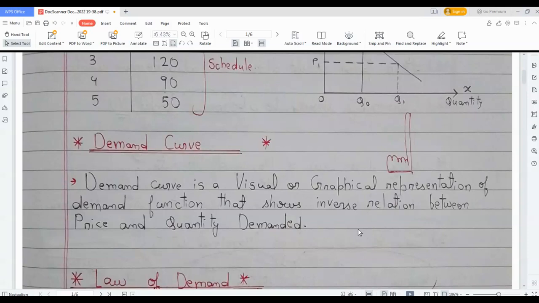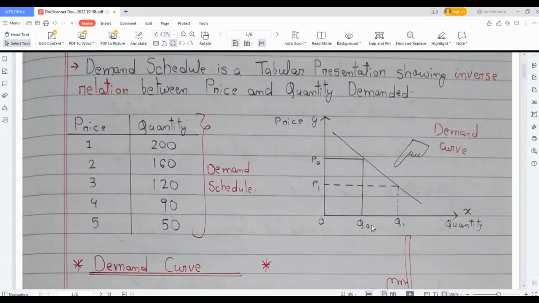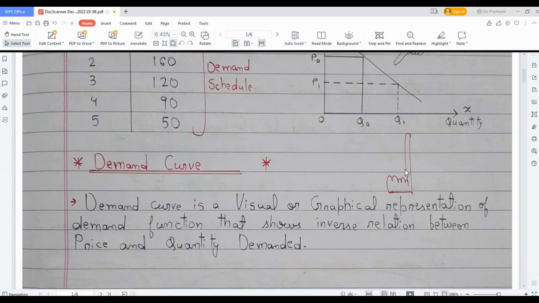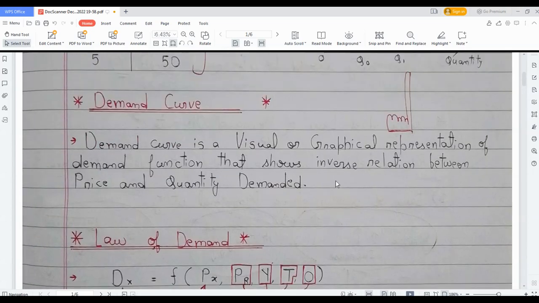It's the same as the demand schedule. Demand schedule is the tabular representation, and the graphical representation of it is known as demand curve. Demand curve is a downward sloping curve showing the negative relationship between price and quantity demanded of a commodity. In the vertical column there is price, and in the horizontal column there is quantity. Okay, our demand curve is also completed.